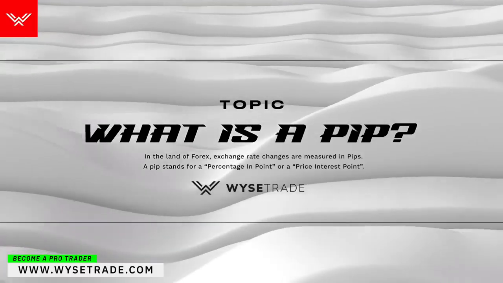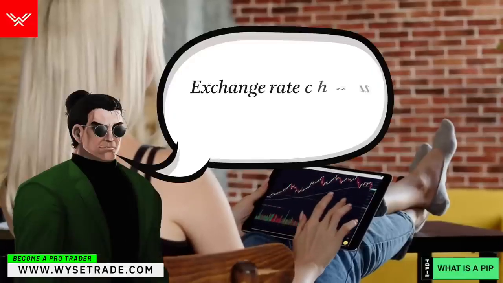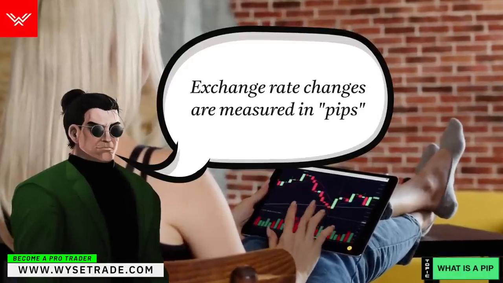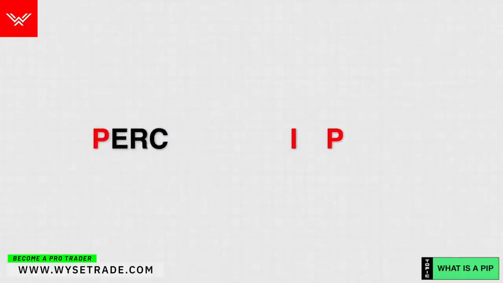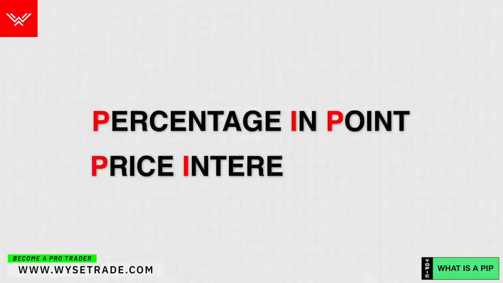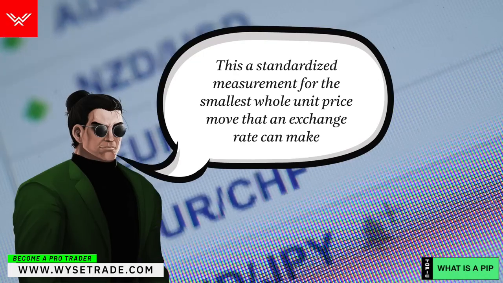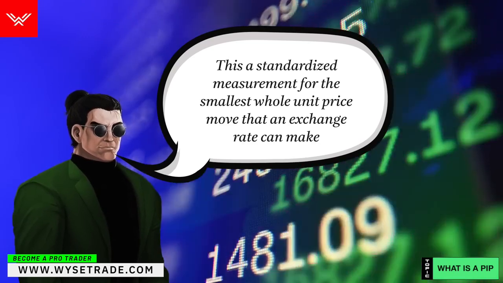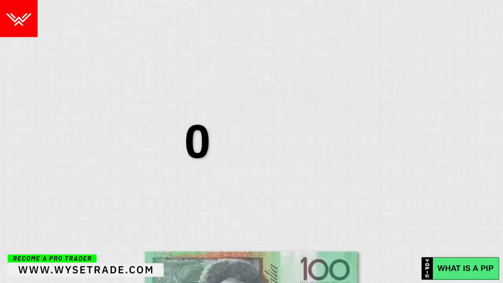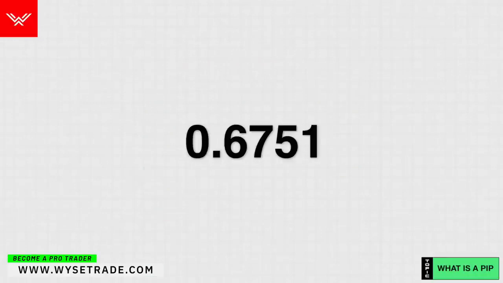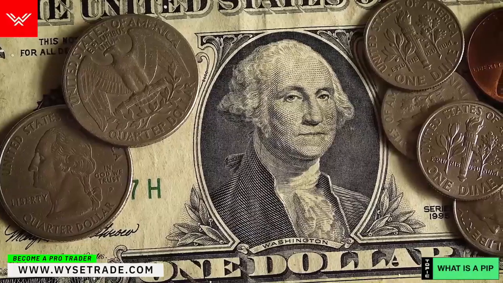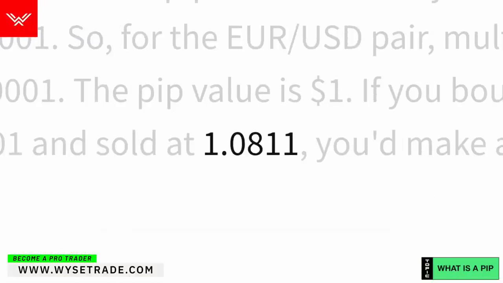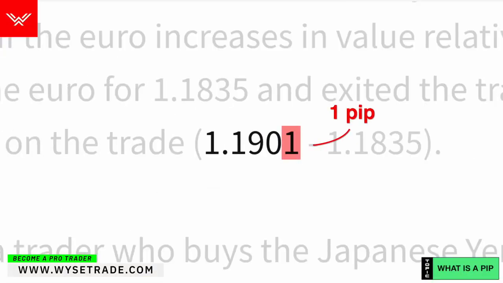What is a pip? In the land of Forex, exchange rate changes are measured in pips. A pip stands for percentage in point, or price interest point. This is a standardized measurement for the smallest whole unit price move that an exchange rate can make. If the Australian dollar is sitting at 0.6751 and its value gained by 1 pip, it would move to 0.6752. Most currencies are written to the 4th decimal place, with the 4th decimal place representing 1 pip.